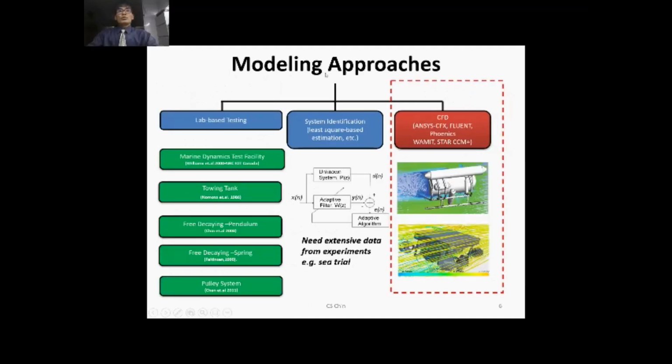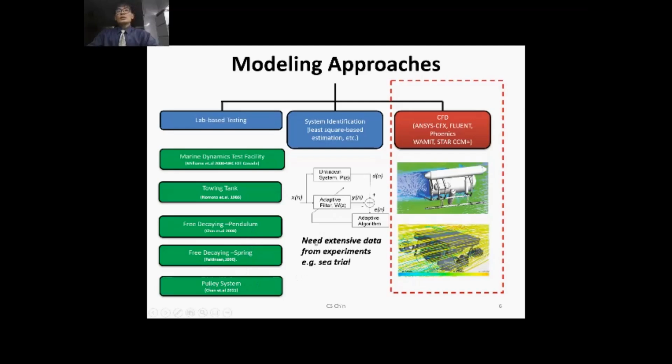What are the modeling approaches being used in the literature or in practice? First, lab-based testing, or some use the system identification method using least square estimations, or the software CFD. For lab-based testing, marine dynamics test facilities have been used, such as the towing tank, and the free decaying pendulum approach, which is used to measure the hydrodynamics damping and the added mass, and free decaying using a spring instead of pendulums, and pulley systems.